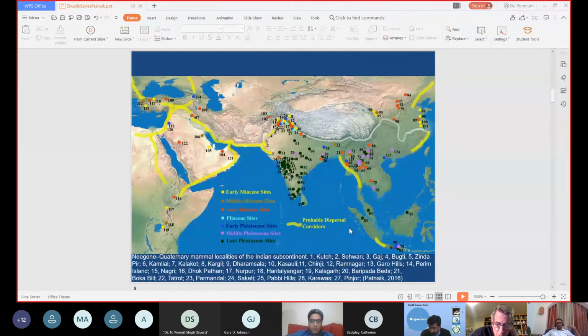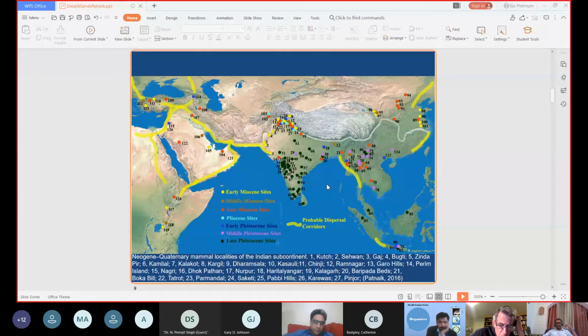So when we look at the subcontinent, where we have found these mammal-bearing sites, we see these yellow dots here in the Himalayas and in the west. These are early Miocene sites, and then you have the brownish dots, these middle Miocene sites, and then the red ones are the late Miocene sites. So by late Miocene, we start getting some sites in peninsular India as well. There is one recent middle Miocene site as well in Kutch. We have just found mammals from there.